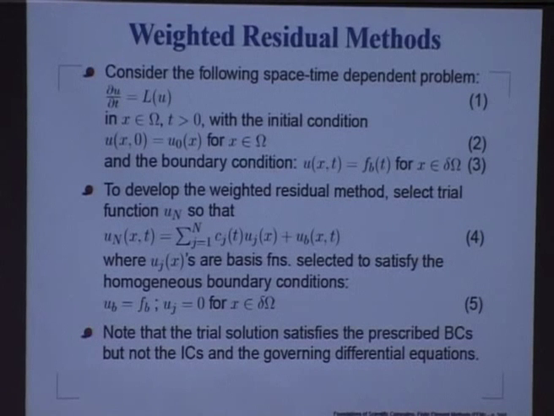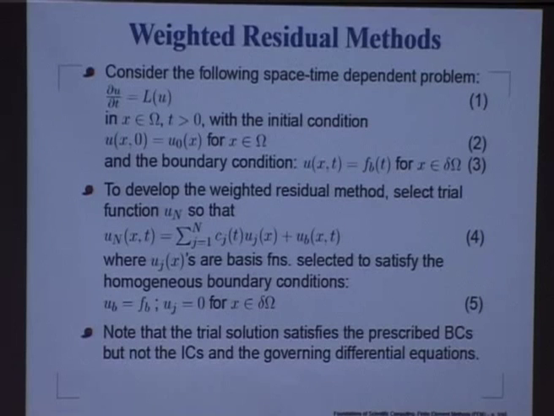It is a generic problem where you probably do some kind of spatial discretization and you end up with some kind of evolution equation like the one given in equation 1. You define it in the domain x in omega, and you also define the initial conditions and the boundary conditions as given in 2 and 3. Now, how do you develop this weighted residual method?